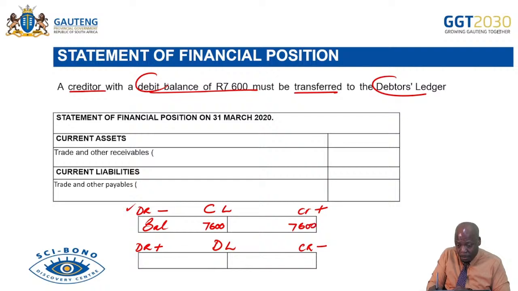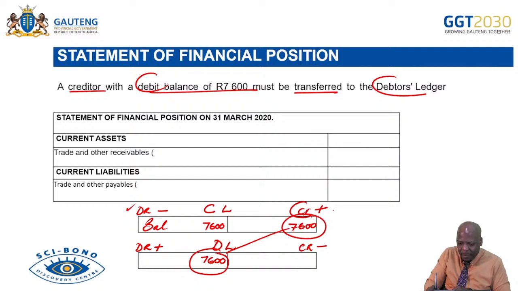All right, so I'm transferring it now. And then to complete double entry, I have credited the creditors ledger. Then I'm going to come and debit now the debtors ledger with how much? 7,600. So when I am transferring this amount, I am bringing it from here to this side. Okay, what does that mean?